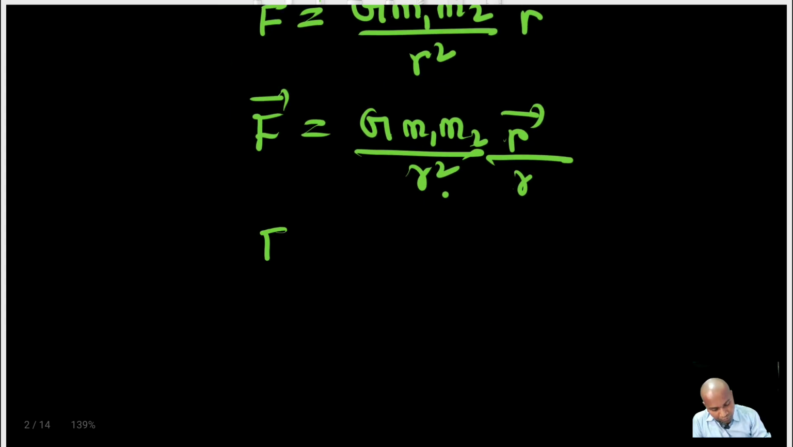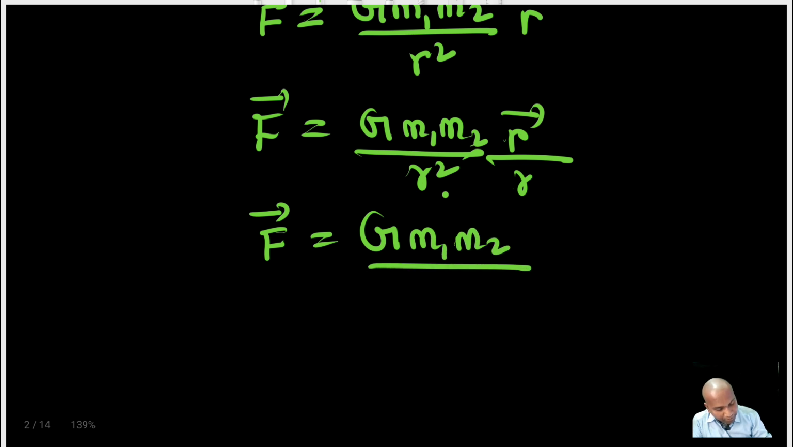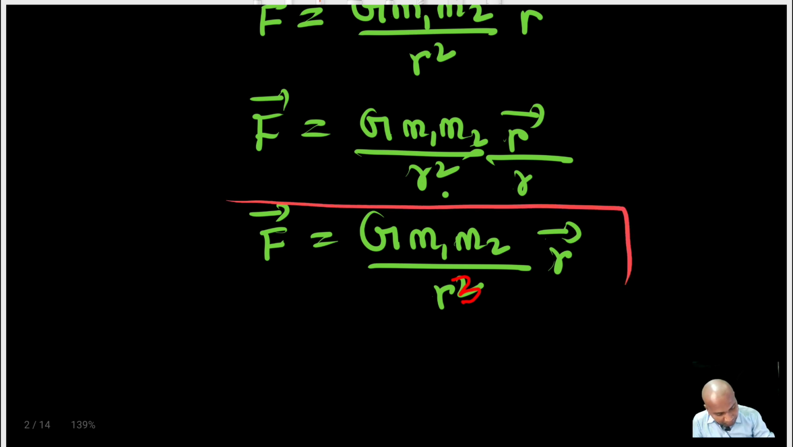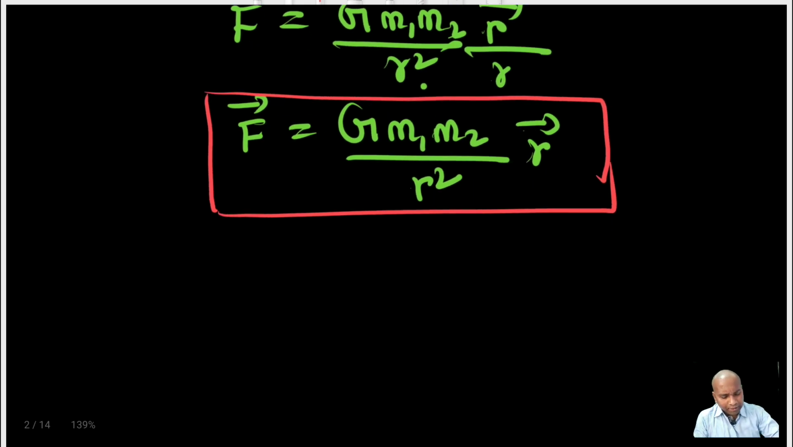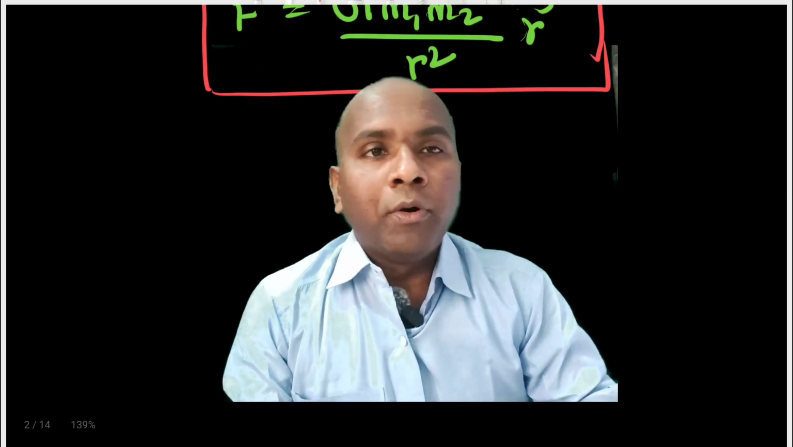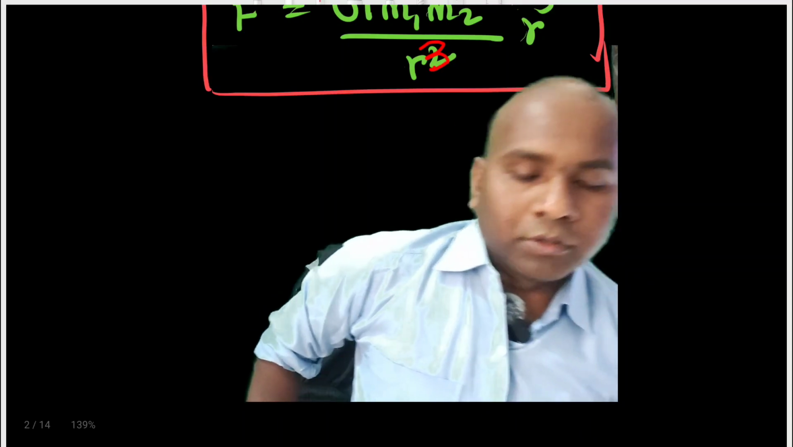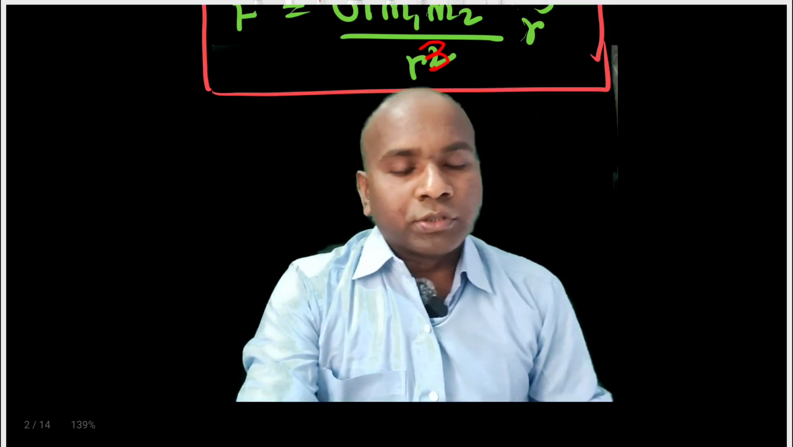So now we have to write another way. F bar equals G m1 m2 by r cube into r bar. This is the vector form of the gravitational force formula. Okay, now we have to know some more information about gravitational force.